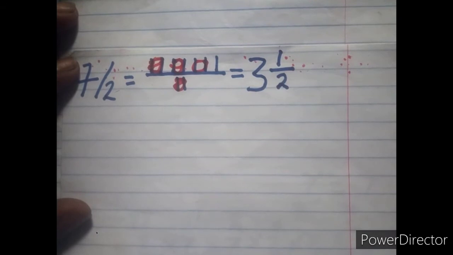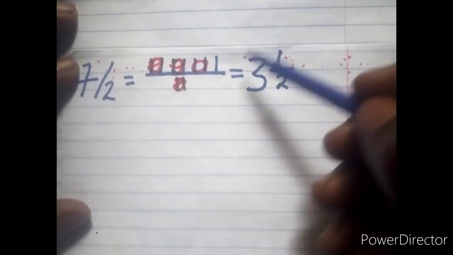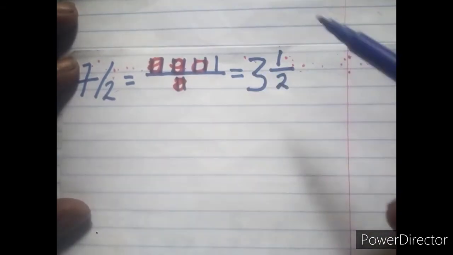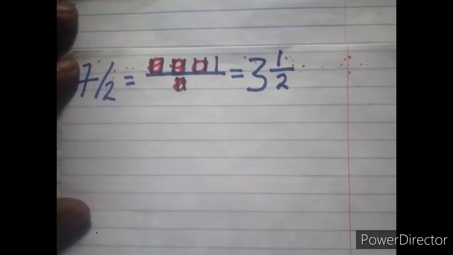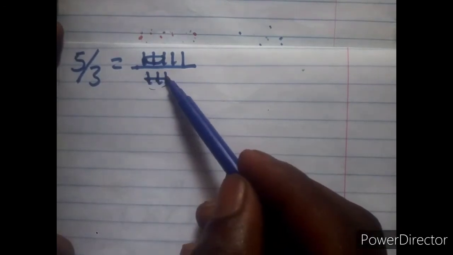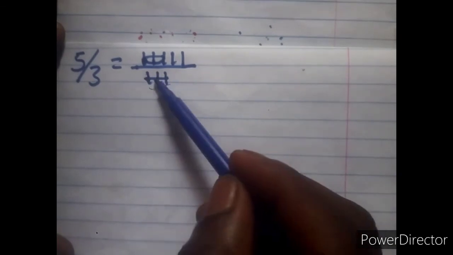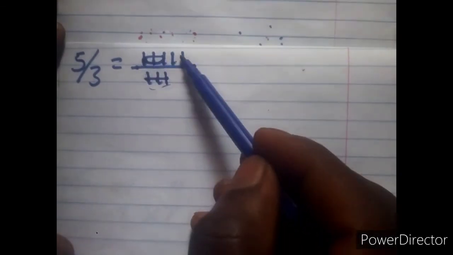Before we go, remember this is a mixed fraction. This is a fraction and this is a whole number. So this is a mixed what? Fraction. So using the same method we did before, what you have here, you bundle this into 3, 1 2 3, bundle it, 1 2 3, bundle it, and the 2 is remaining.